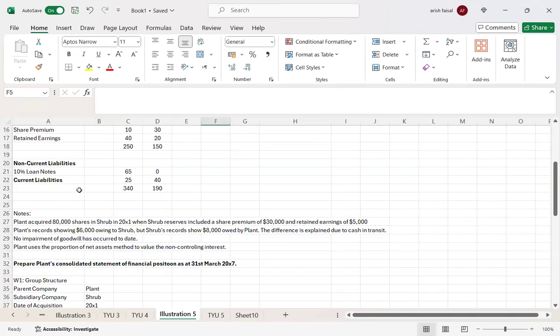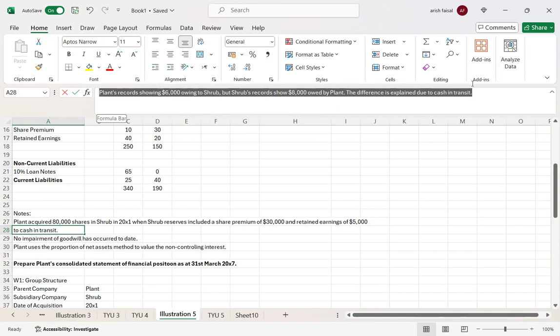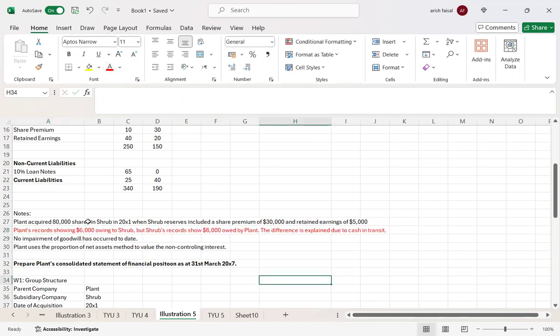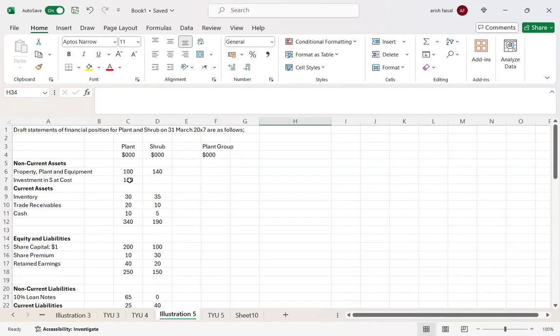All right. So now only this point is remaining, which is plant records showing 8,000 owing to shrub, but the shrub records show 8,000 owed by plant. The difference is explained due to cash in transit. Okay. So this is something which is left out. The rest of the workings, the rest of the information we have already catered.